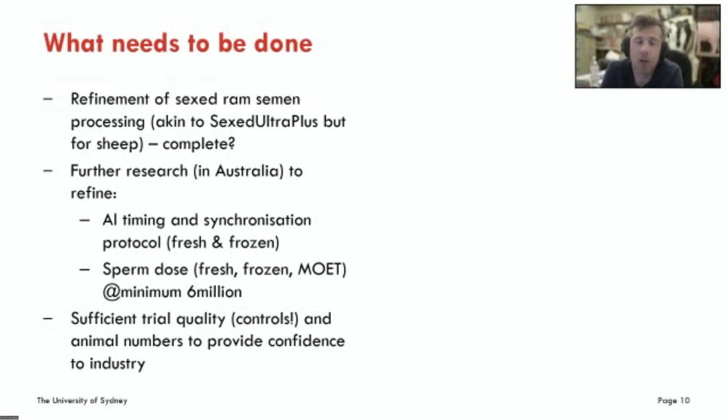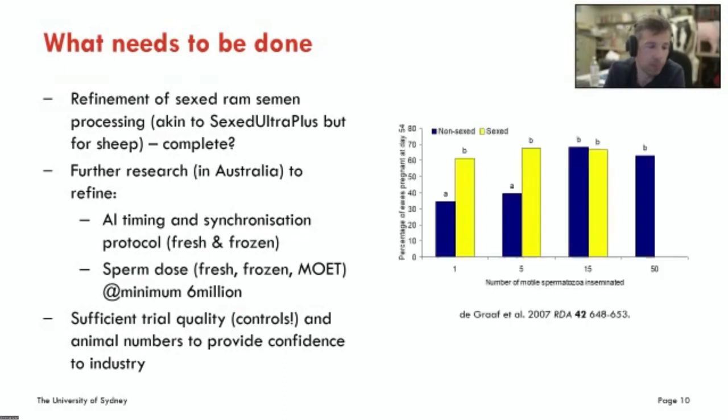You need to have controls in there with conventional semen, and comparing apples with apples is really important, because we know that it can work. This graph shows along the bottom number of motile sperm inseminated. The yellow bars are sexed semen. The blue bars are non-sexed semen, and the y-axis is pregnancy rate. And you can see that when there's 15 million motile sperm cells inseminated, you're getting the same results.